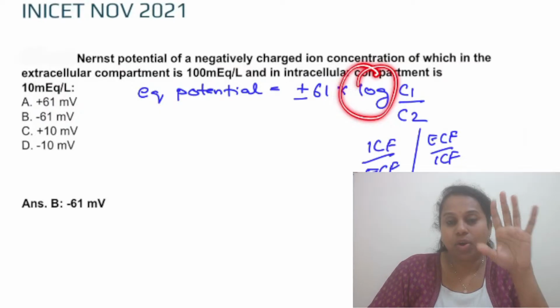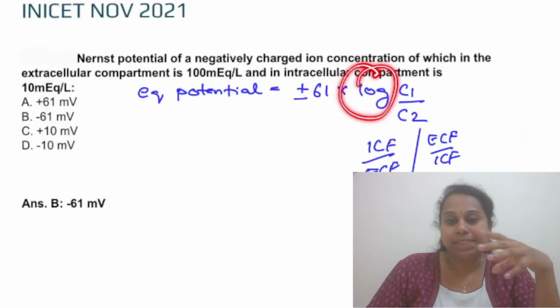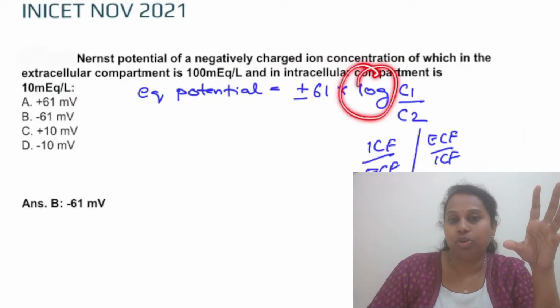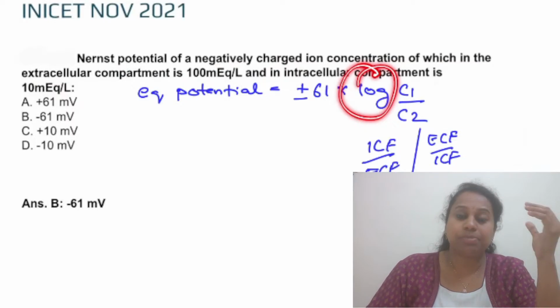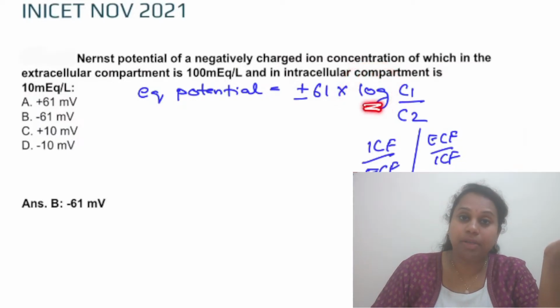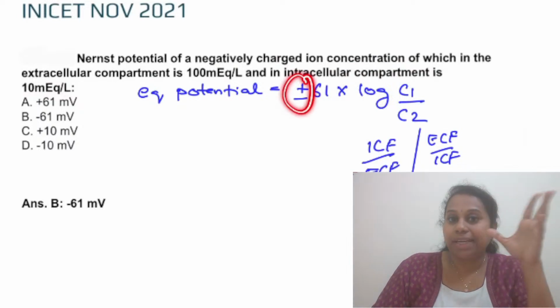Log 1 by 10, log 10 by 1. Both will give you 1 only as the answer. So you can place anything on top. To make it easy, we'll place the bigger number on top. So it's log of the bigger number by the smaller number. It could be ICF or ECF, whatever it is, because anyways when we take a logarithm, the value is not going to change. And also we have a plus or minus. So we'll determine the sign separately.